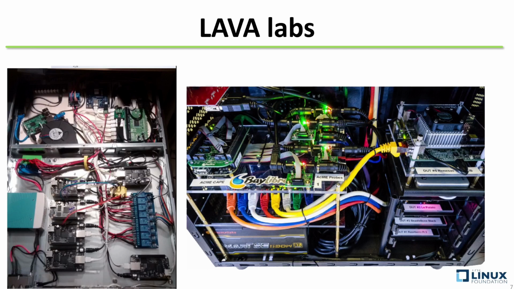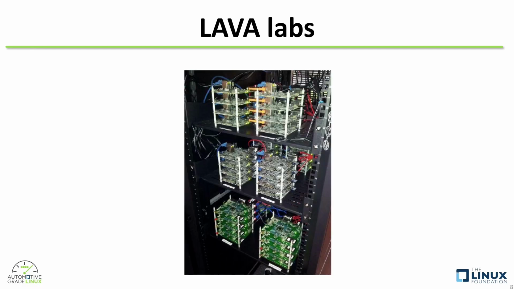Here are a few examples. On the left side, we have 6 beagle bones that are connected together in a lab. On the right, this is the lab for AGL that BayLibre hosts with different devices under test. And essentially, in the end, it will look like this, a stack of boards in a rack that are connected to your worker.